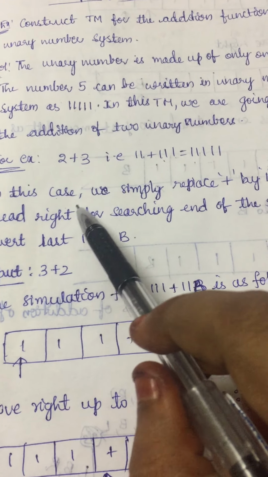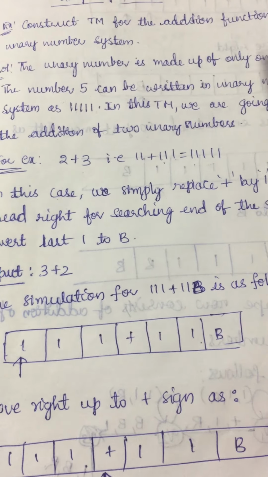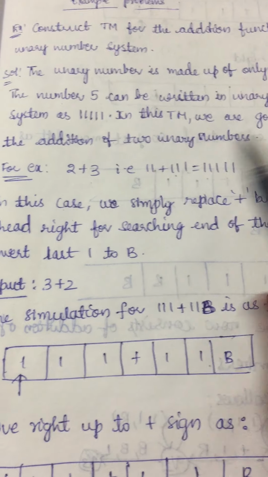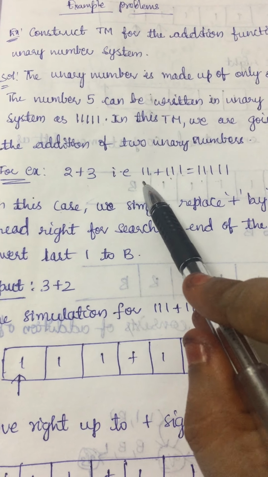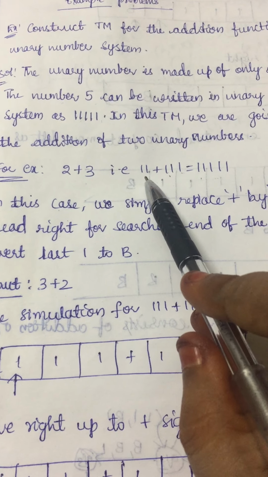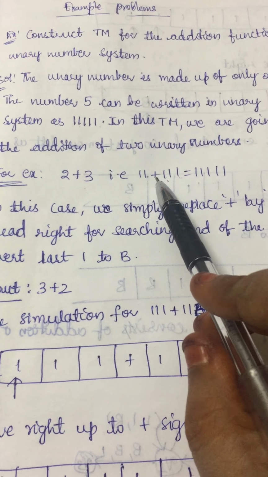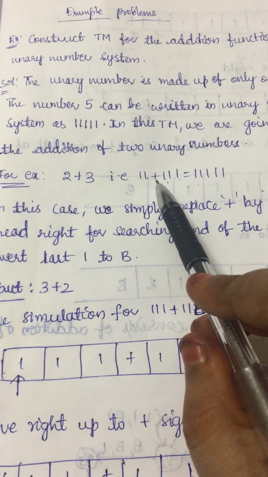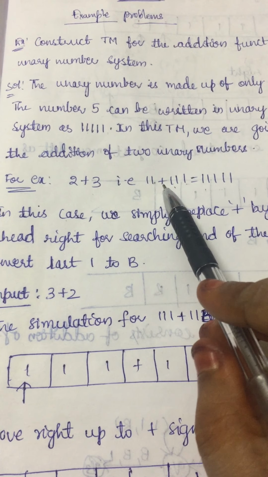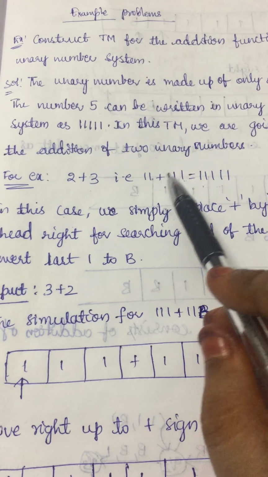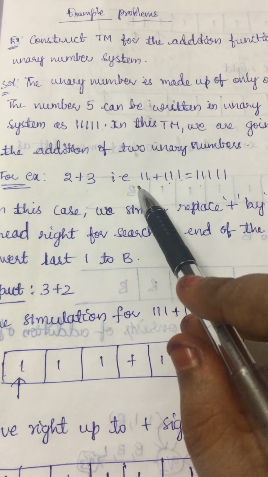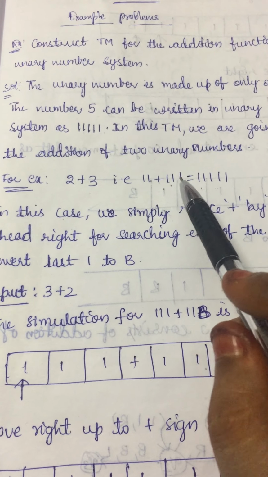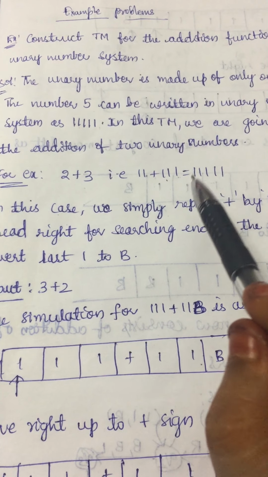In order to obtain 5 continuous ones in the input tape, what we are going to do is, see here, these 2 ones will remain as 1 only, whereas this plus symbol will be replaced, or converted, to 1. That means 3 ones we are going to obtain, and here we are going to have 3 ones. That means a total of 6 ones are present, but our answer is only 5.